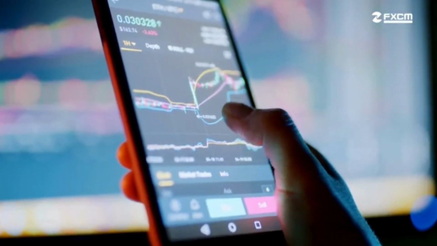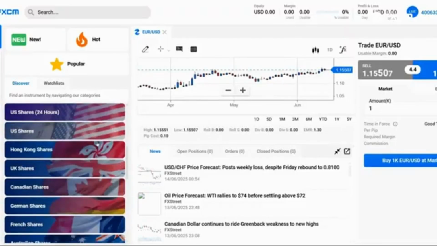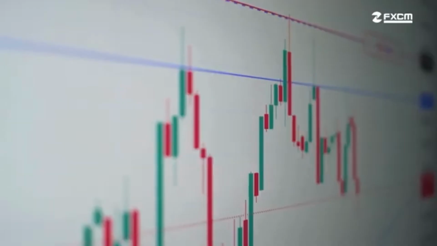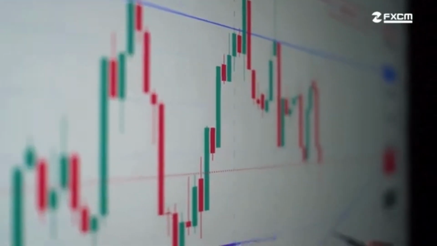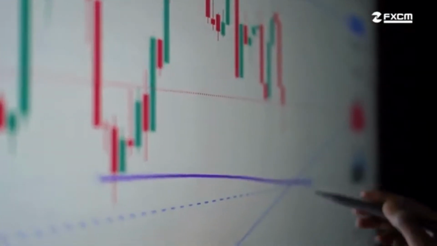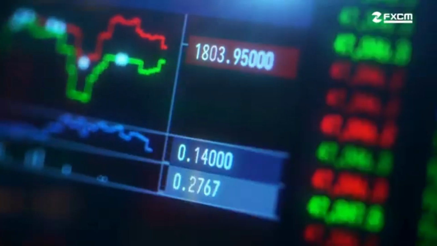Conclusion. API trading is no longer just for quants. Whether you're looking to automate part of your system or go fully hands-off, FXCM gives you the tools to do it, with or without coding.